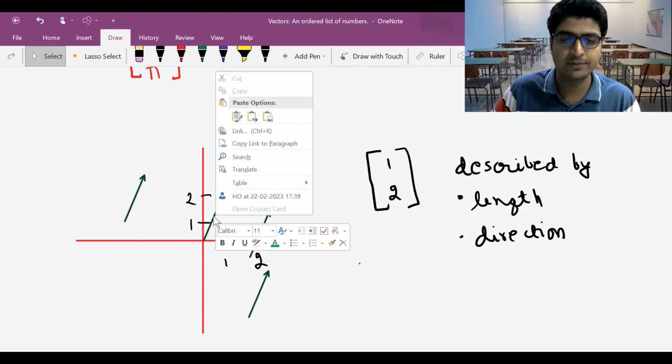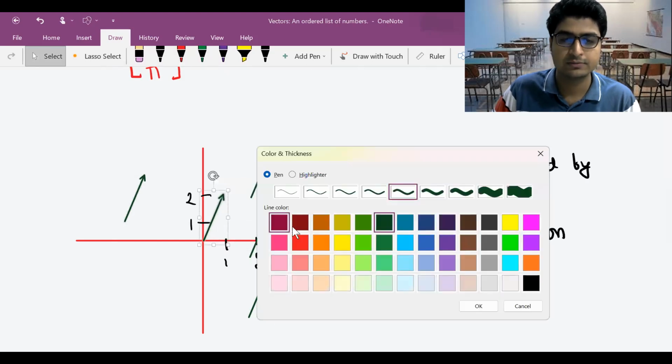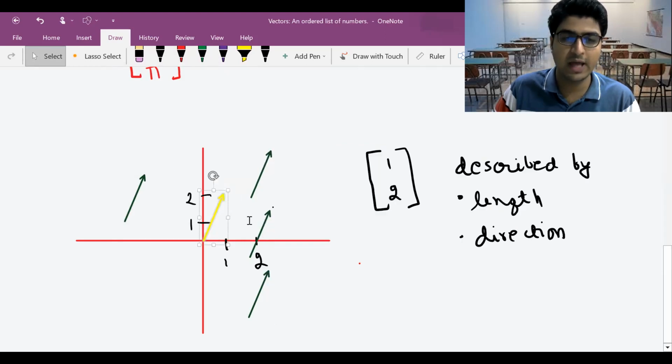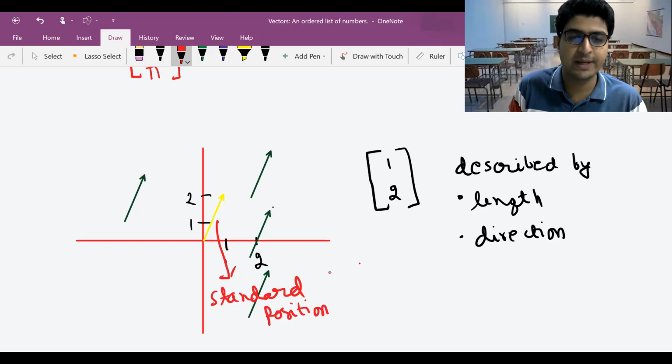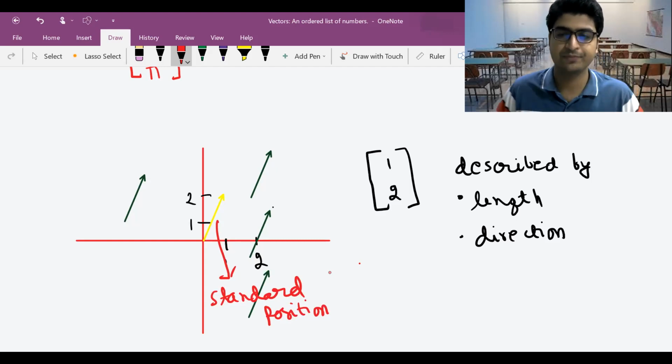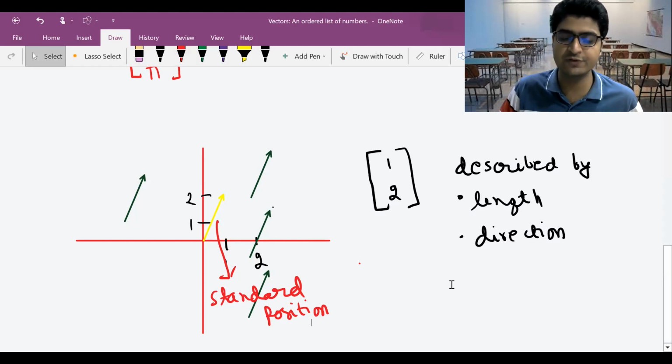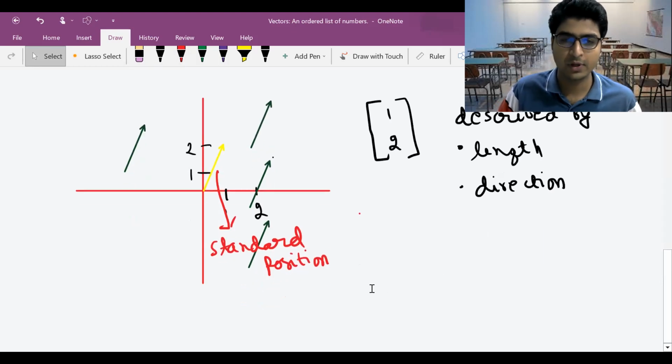Let me change the color of this. This one is in the standard form. This is the standard position. Other vectors are also the same, but this one starts from the origin. They are the same because the length and direction of each one of them is the same.